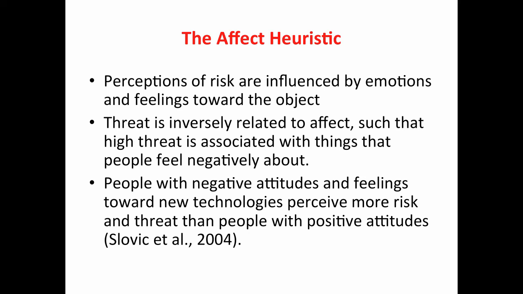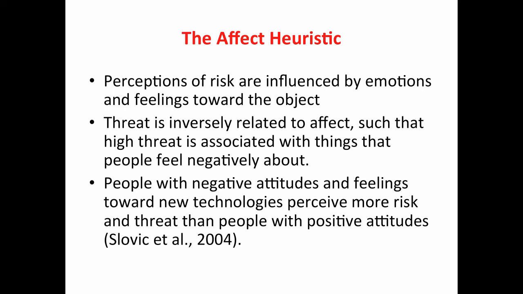The affect heuristic refers to situations when the perception of risk is influenced by emotions and feelings toward the object. This is often referred to as affect bias in the literature. So when you see affect bias, you know that the affect heuristic is at work. Here, threat is inversely related to affect, or feelings, or valence, such that high threat is associated with things that people feel negatively about.